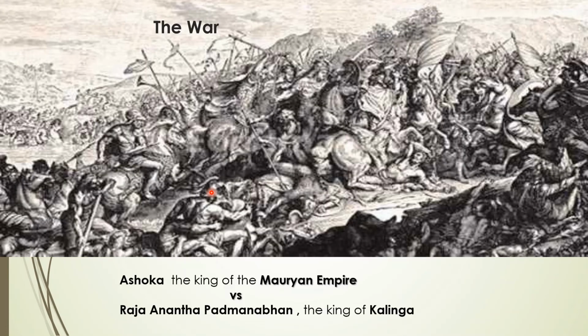Now let us know about the war. Rock Edict number 13 of Ashoka, which is the major source of information on the Kalinga war, does not mention anything in regards to the king of Kalinga. So it is hard to say who was the king of Kalinga at that time of war with Ashoka.